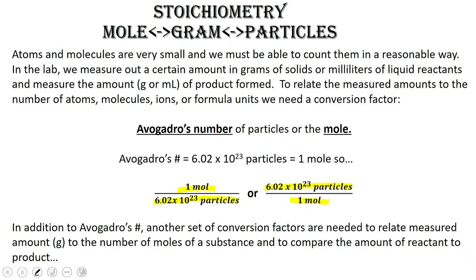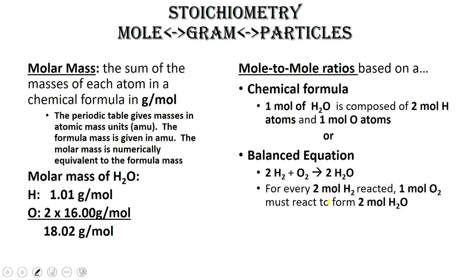However, in order to do these types of calculations, we need an additional set of conversion factors in order to relate the measured amounts in grams to the number of moles of a substance, and to compare the amounts of reactants to products. So what are those conversion factors? Well, before we can do any type of calculation, we have to know how much of a substance we have. And the way for us to do that is we can use the molar mass to help us determine how much of a substance we have.